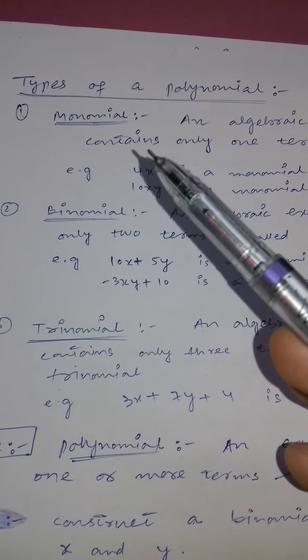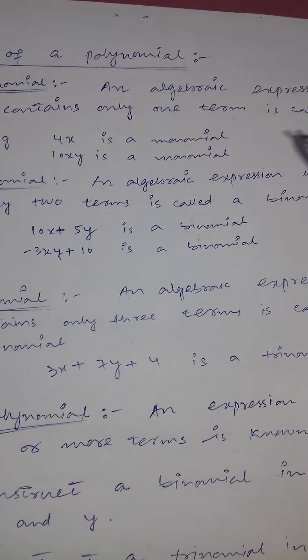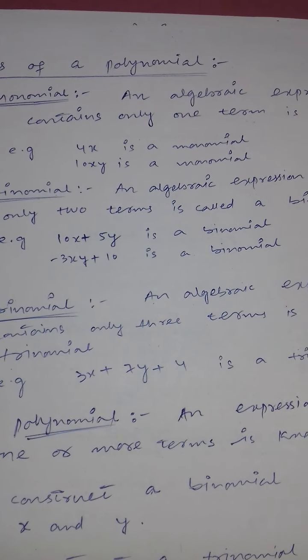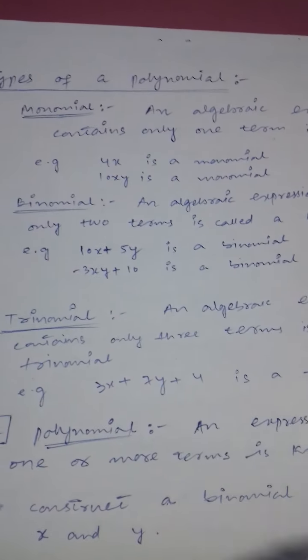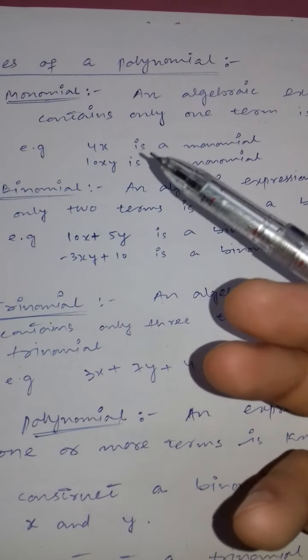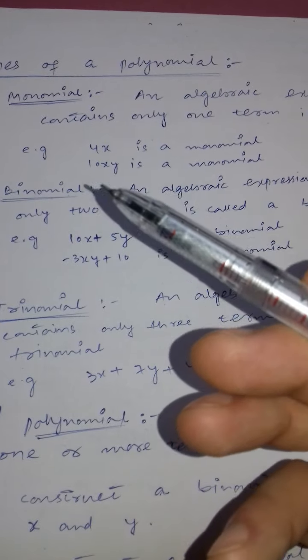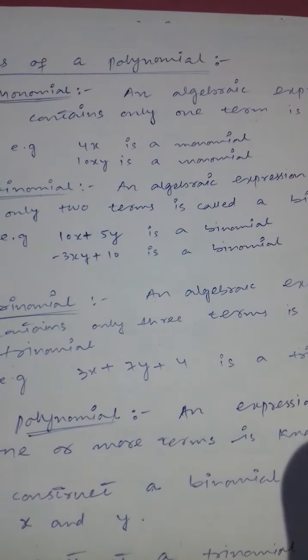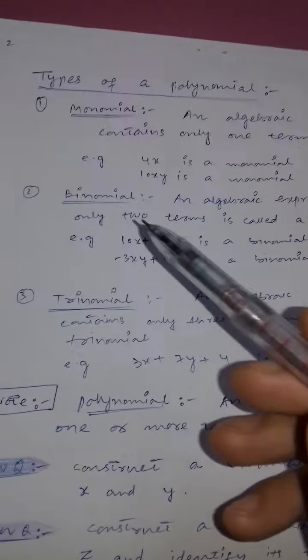Types of polynomial: monomial, it's an algebraic expression that contains only one term. Means an algebraic expression which has only one term. For example, 4x, it is only one term because it is multiplication 4 into x. I told you whatever is written in multiplication, that is considered only one term, single term. 10x1, this is also monomial.